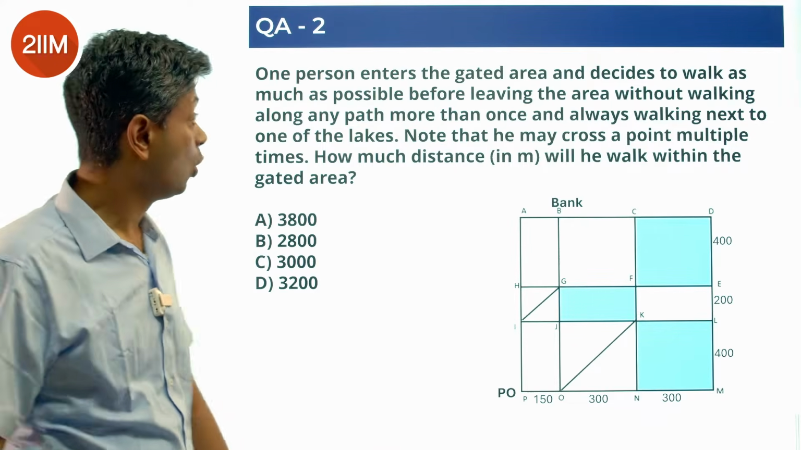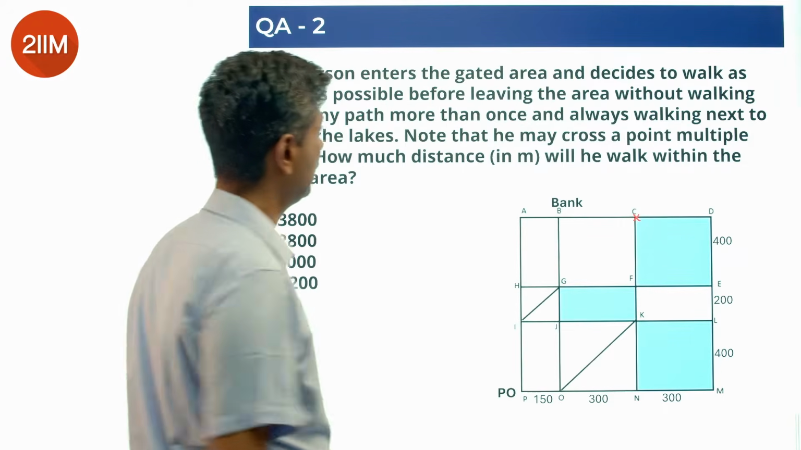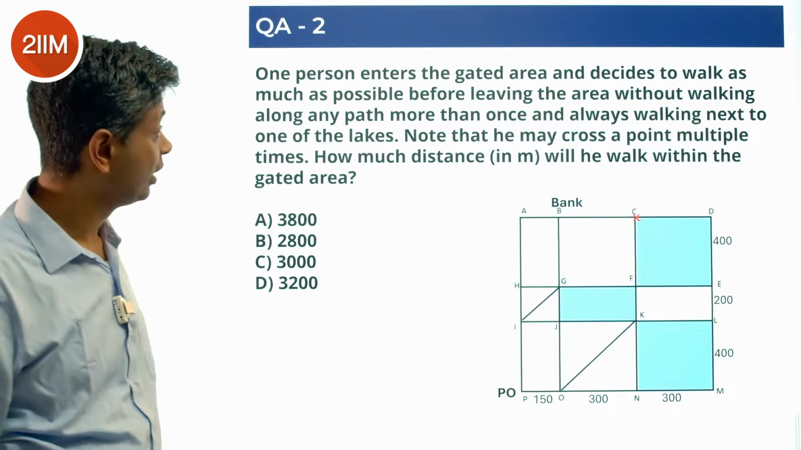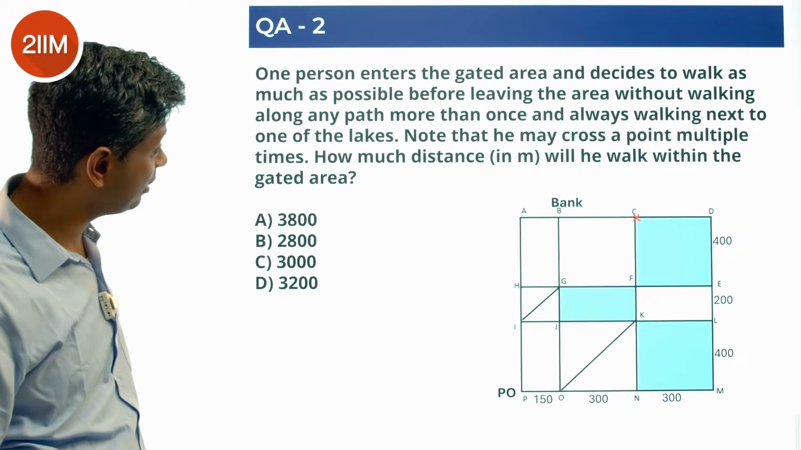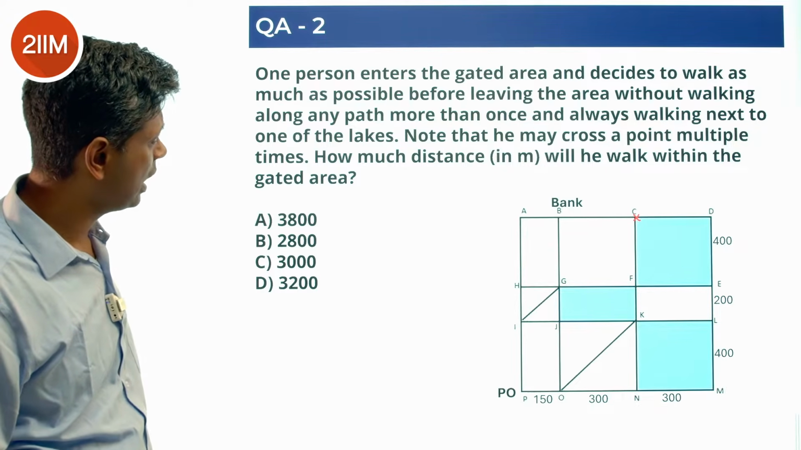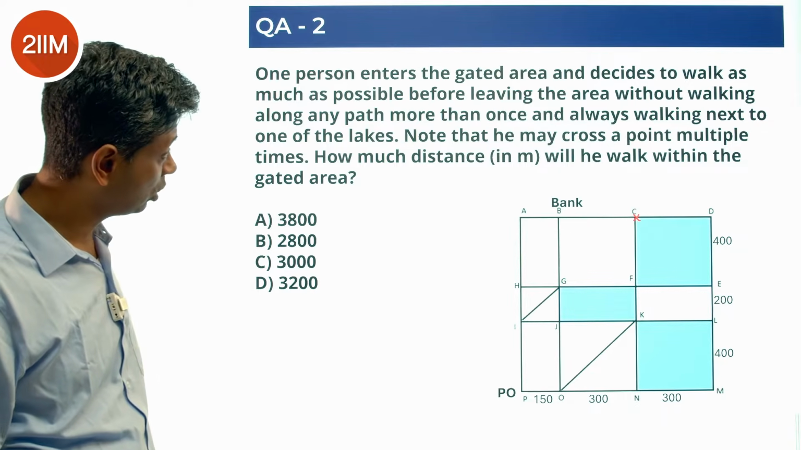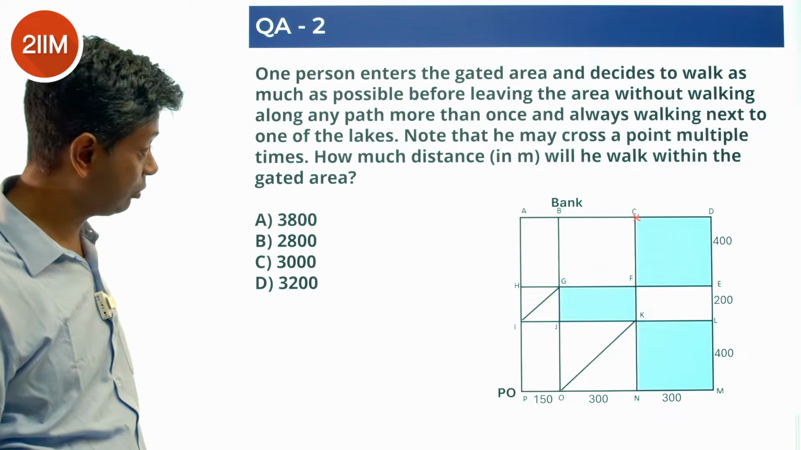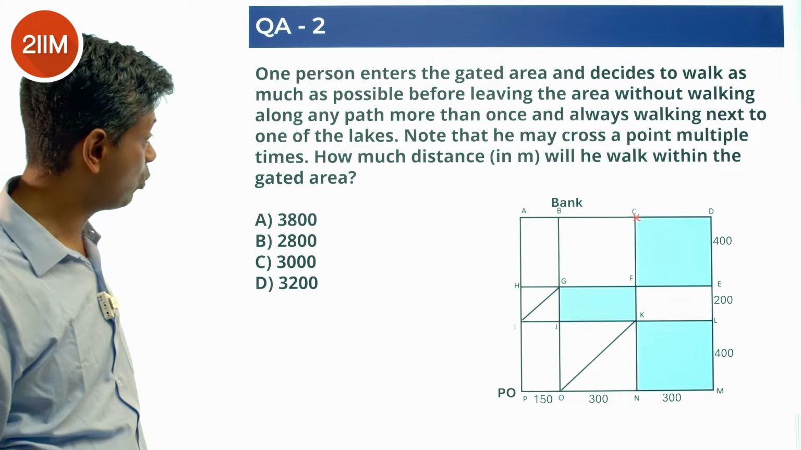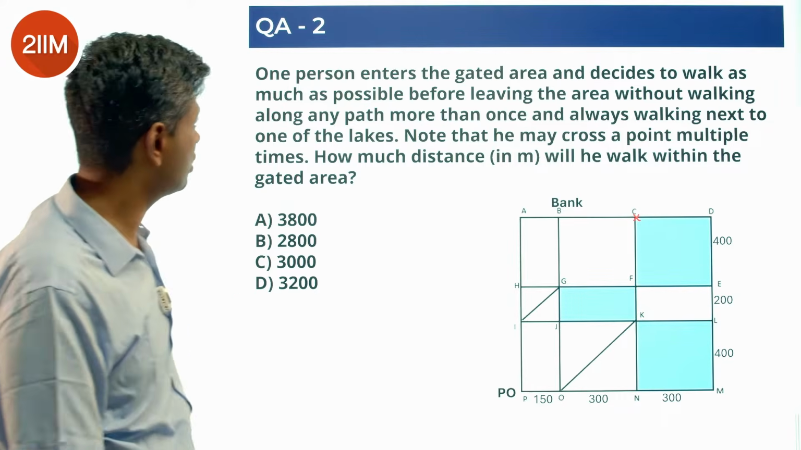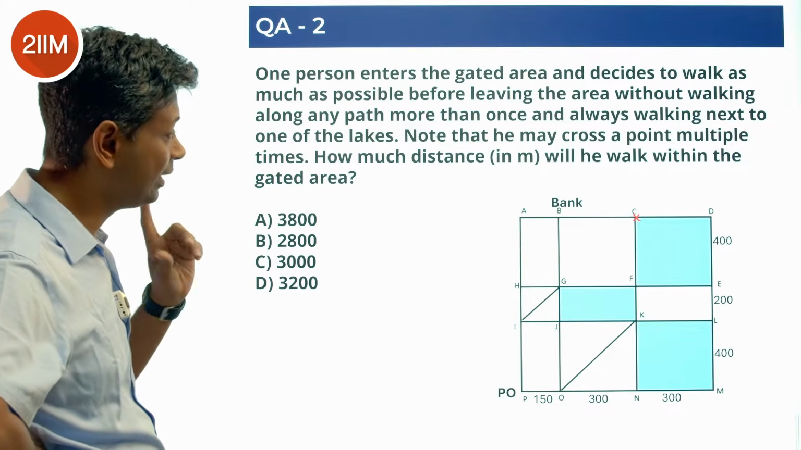Nice. Let's go to the next one. One person enters the gated area and decides to walk as much as possible without leaving the area, without walking along any path more than once, and always walking next to one of the lakes. Note that he may cross a point multiple times. How much distance will he walk within the gated area?